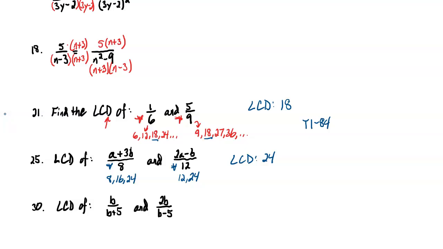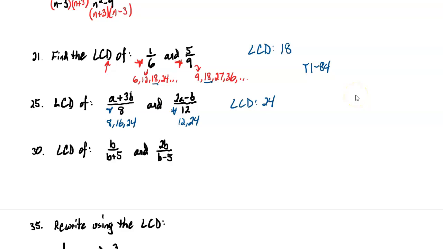This is going to connect to the next lesson, adding and subtracting fractions. If we were asked to add or subtract these two fractions in problem 25, we can't add or subtract them when one of them has an 8 in the bottom and the other has a 12 in the bottom. But if we can transform the fractions so that they both have the number 24 in the bottom, then we can add or subtract them.